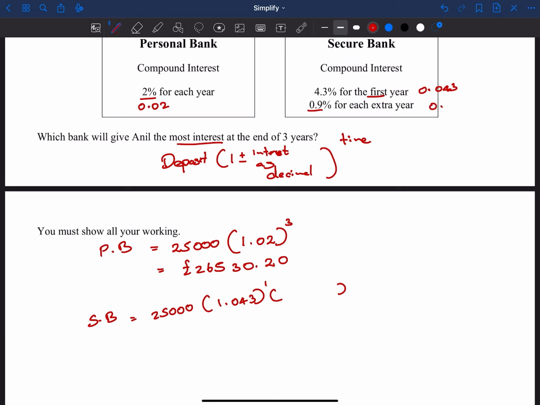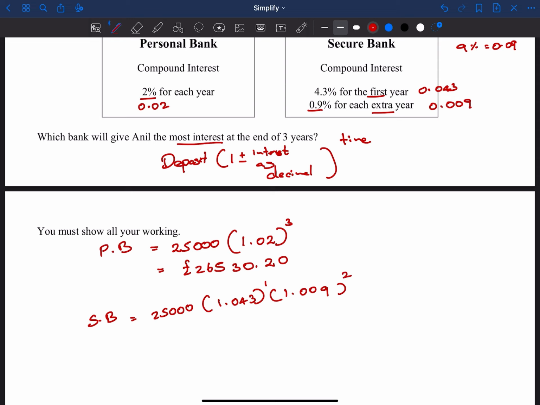0.9%, which is 0.009. Make sure you put that 0. Sometimes people put 0.09, because if it was 9%, then it would be 0.09. It is not 9%, it is 0.9%. So 1.009 to the power of the extra years. How many? The total is 3. We already did 1 year with the 4.3, so it's 2 more years.